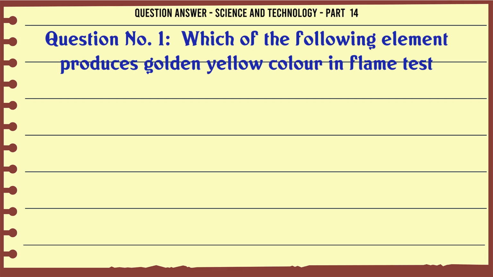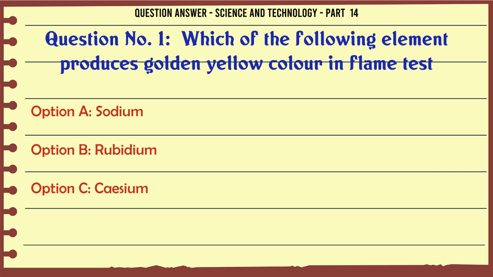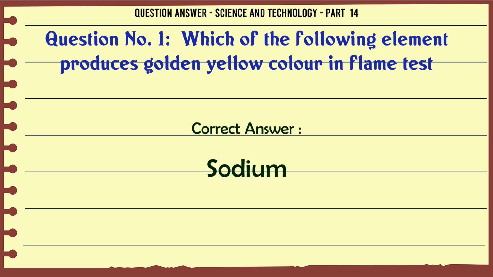Which of the following element produces golden yellow color in flame test? A. Sodium. B. Rubidium. C. Cesium. D. Lithium. The correct answer is sodium.